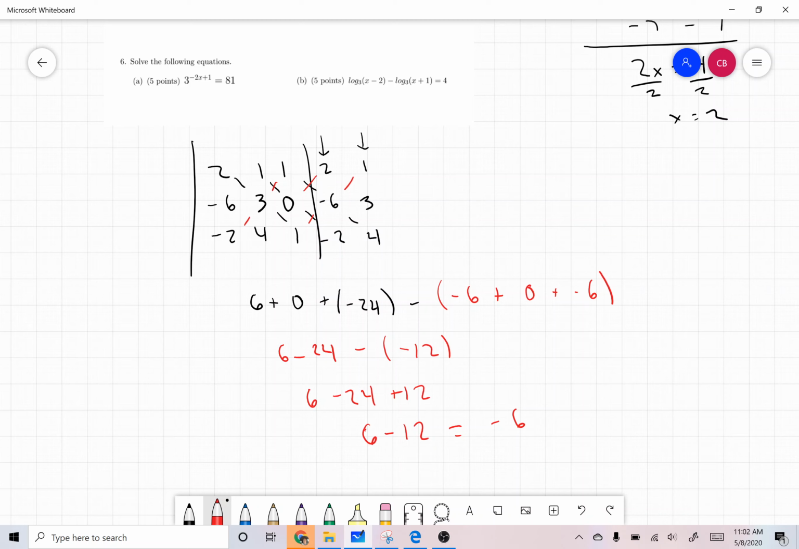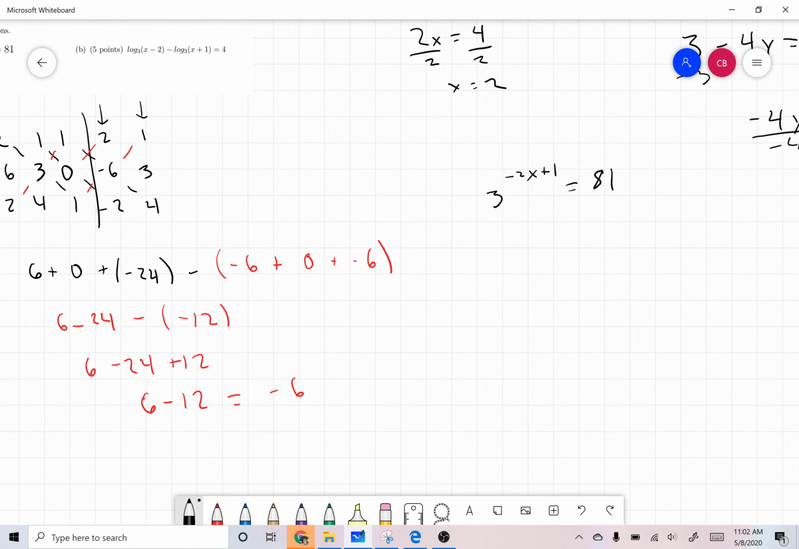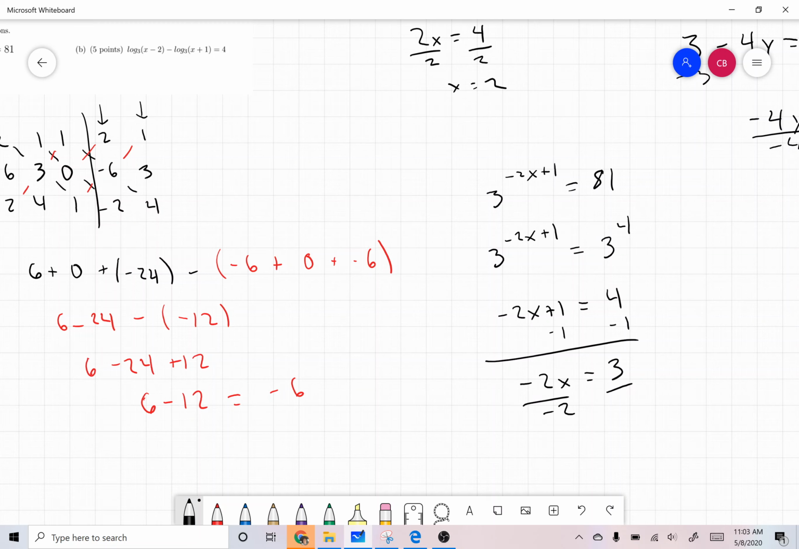And then we have 3 to the negative 2x plus 1 is equal to 81. So we're just going to rewrite 81 as the power of 3. So we have 3 to the negative 2x plus 1 is equal to 3 to the 4th, which means negative 2x plus 1 is equal to 4. Negative 2x is equal to 3. Divided by negative 2, we have x is equal to negative 3 halves. Since the domain of exponentials is defined over the entire x range, then we are good to go.